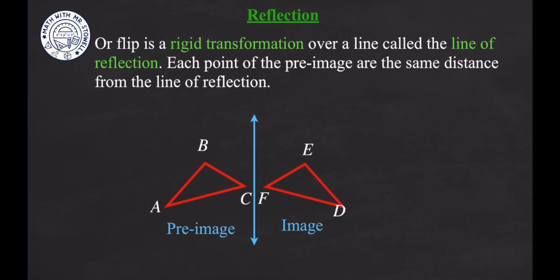A reflection is also known as a flip. It's a rigid transformation over a line which we call the line of reflection. And we also know that each point of the pre-image is the same distance from the line of reflection. So with this image underneath, we can say that point C is the same distance from this line, which is the line of reflection, as F. These are the same distance. B is the same distance from that line as E. And A is the same distance as D is from this line.